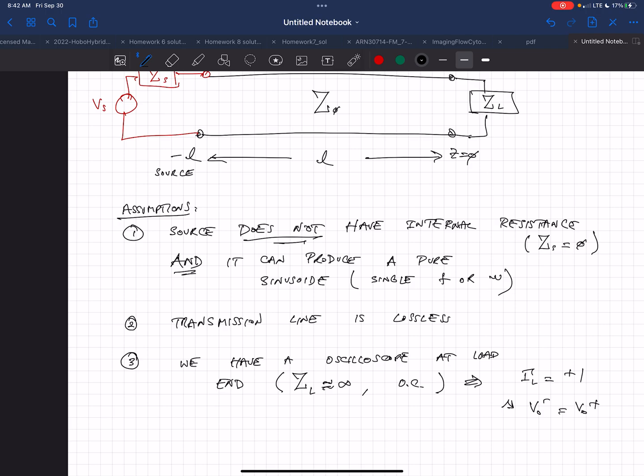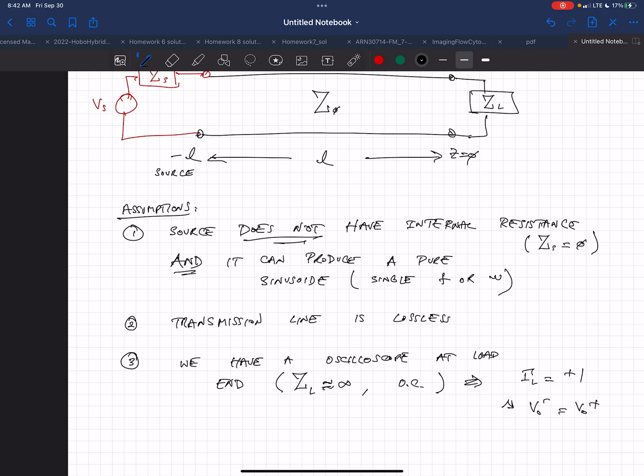And then think of an oscilloscope. So it's Z sub L. Its input impedance is typically 1 megaohm, or it might have a 50 ohm input. A 1 megaohm resistance, 1 million ohms, is pretty close to being infinite compared to 50 ohms. It's much, much larger. So it looks like an open circuit.